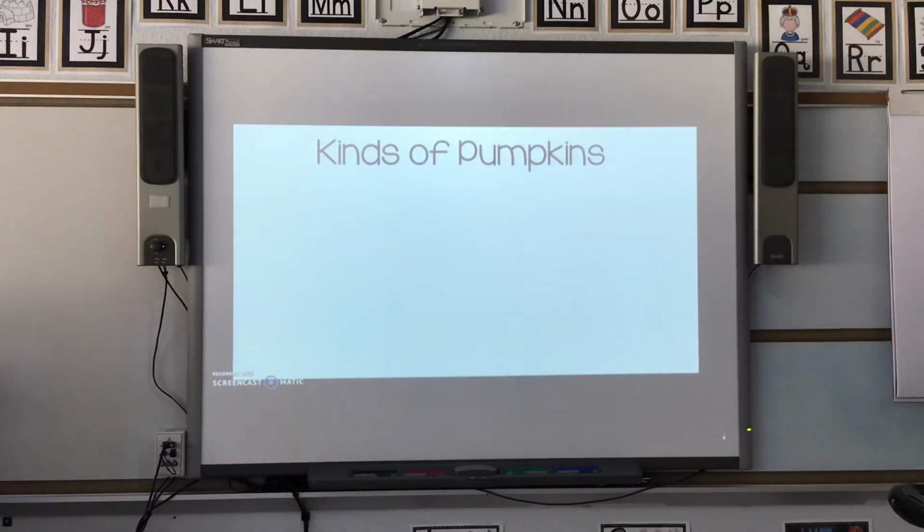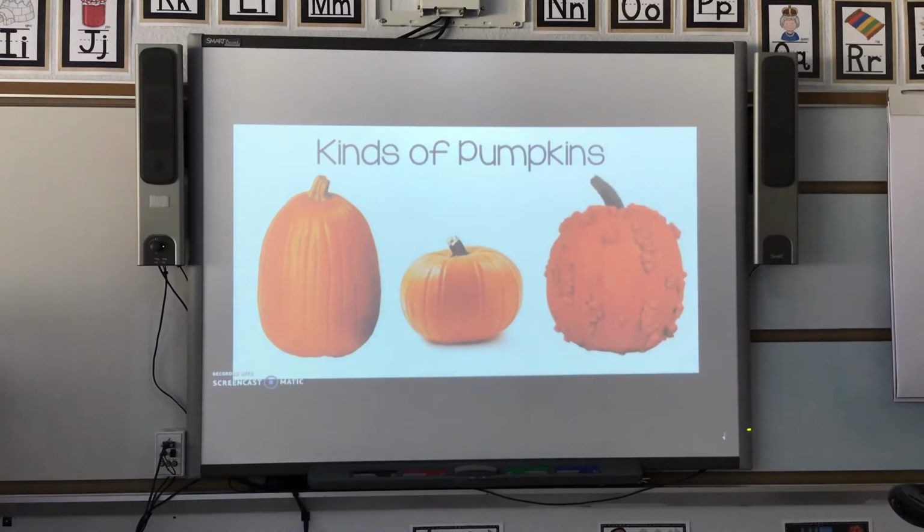There's lots of different kinds of pumpkins, just like there was lots of different kinds of apples. Some pumpkins are tall and skinny. Some pumpkins are short and round. And some pumpkins even have bumps all over them. If you notice, though, all of these pumpkins still have a stem, orange skin, and ribs going up and down the pumpkin.